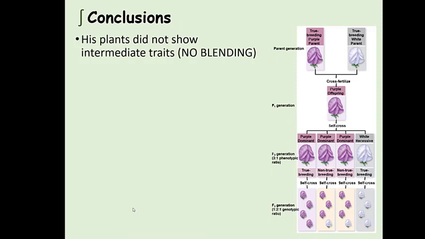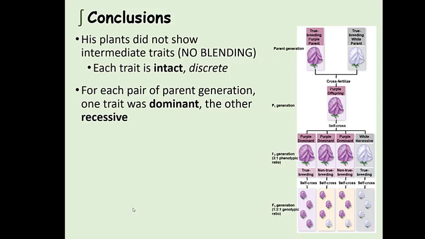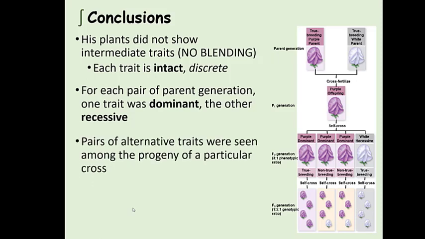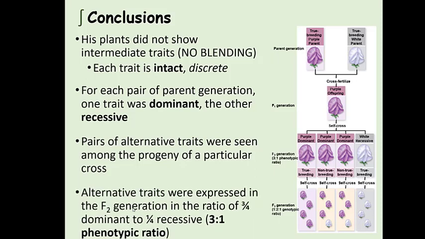Our conclusions are, or his conclusions were, that his plants did not show blending, that the traits remained discrete, and that for each pair found in the parent generation, one of those traits was dominant and the other one was recessive. We see pairs of alternative traits were seen among the progeny of any specific cross, and that those traits were expressed in that F2 generation in the ratio of 3 to 1.